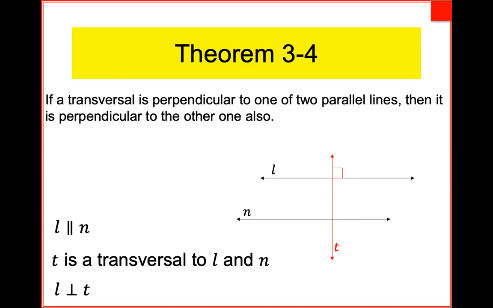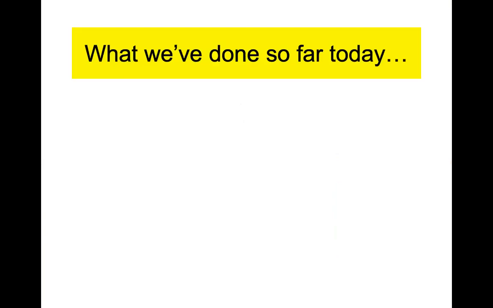All right, so that's theorem 3.4. That's the last theorem of the day. We're going to look at some other stuff. Two parallel lines are cut by a transversal. The transversal is perpendicular to one of the lines. It's got to be perpendicular to the other line. Am I okay to move on? Okay. This is question number 13 tonight for homework.